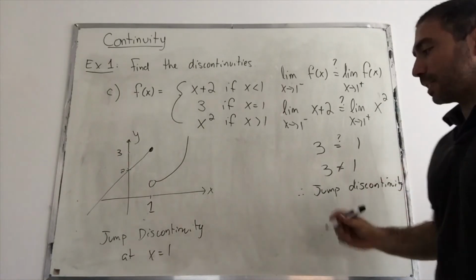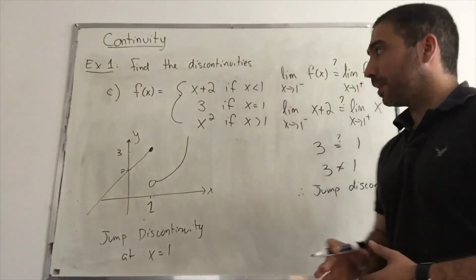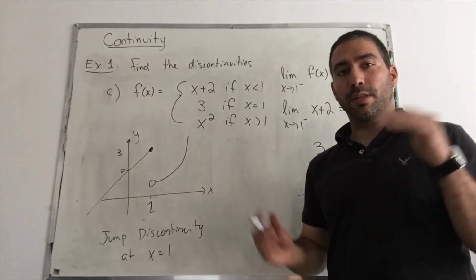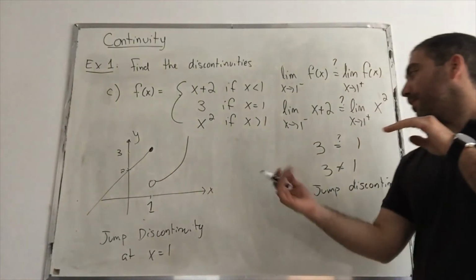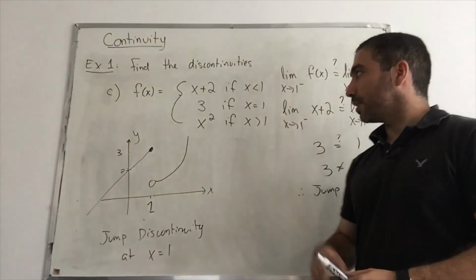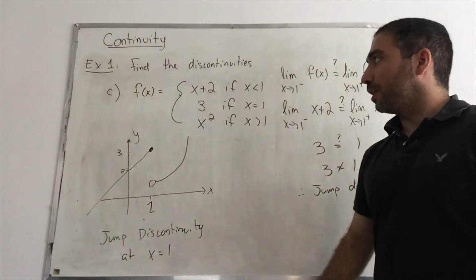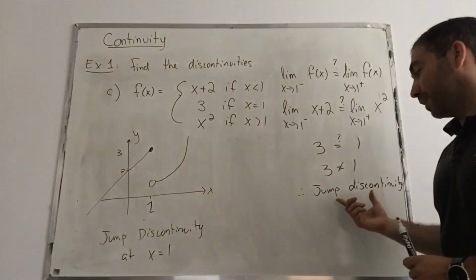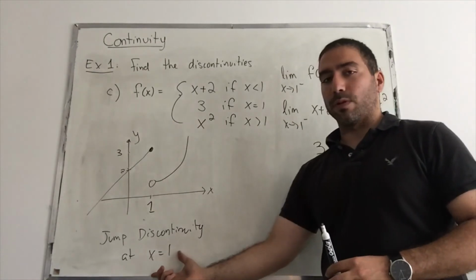In this case, it's not really asking for jump. We know we have a discontinuity because it failed condition 2. The limit has to exist. Since the left-sided limit and the right-sided limit are not equal, we could claim that the function is not continuous, or discontinuous, at x equals 1. Okay.